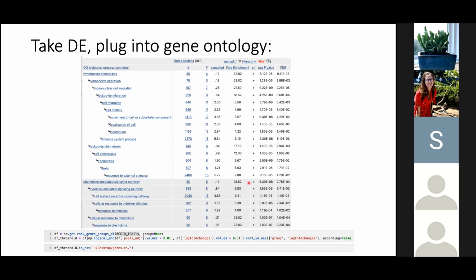Yeah, I'm not really going to cover what's going on here. Don't use raw p-value, use FDR. Always.